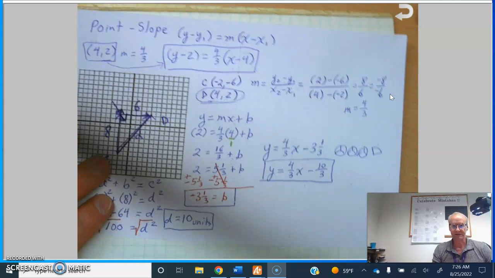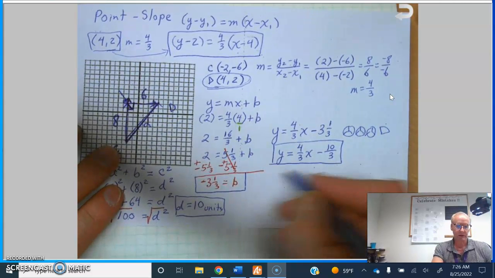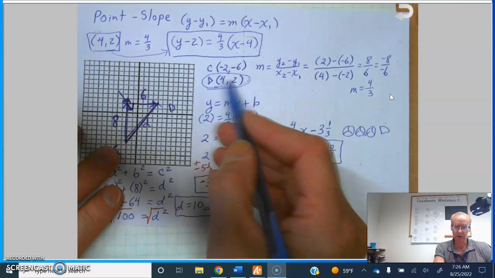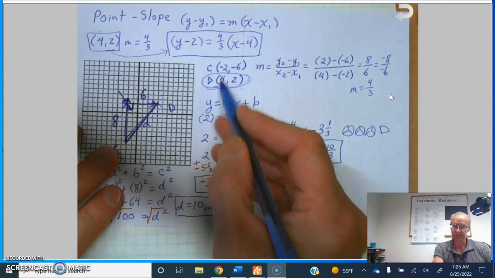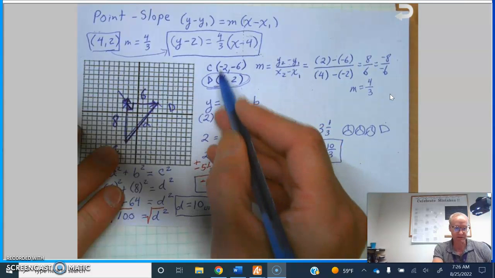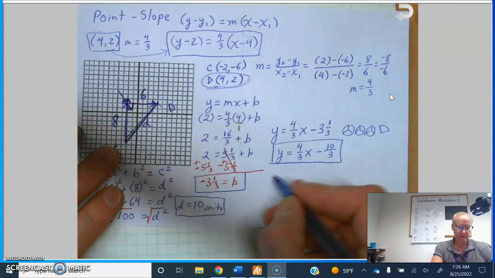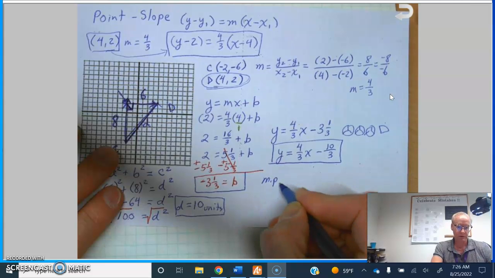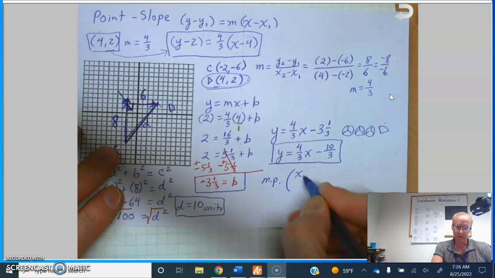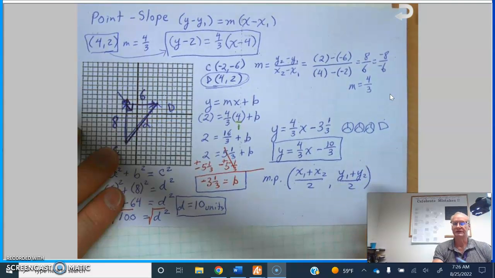We have one last thing, and that's to look at the midpoint. The midpoint between 2 points, if we have 2 points, and we do here, is the average of the x's and the average of the y's. When we take an average, we just add them together and divide by 2. We add them together and divide by 2. And it looks like this. The midpoint is x1 plus x2 over 2, and y1 plus y2 over 2. And we get the midpoint.